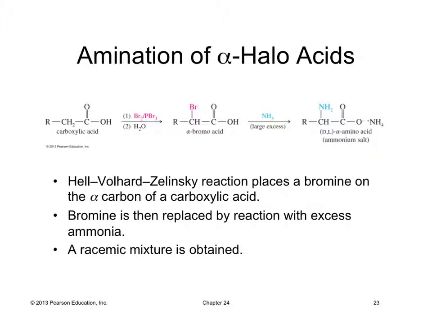Amination of alpha halo acid. You can generate the alpha halo acid via the Hell-Volhard-Zelinsky reaction, in which you brominate as a first step and work up with water. This will generate the alpha bromo acid, and then the alpha bromine will be replaced by an amine by treating it with a large excess of ammonia to generate both the D and L forms.